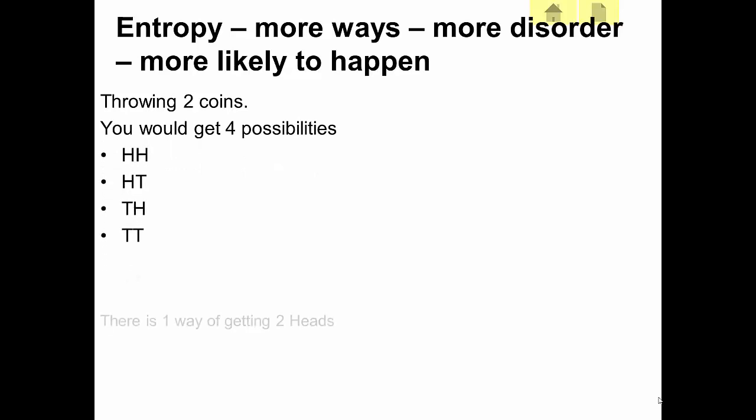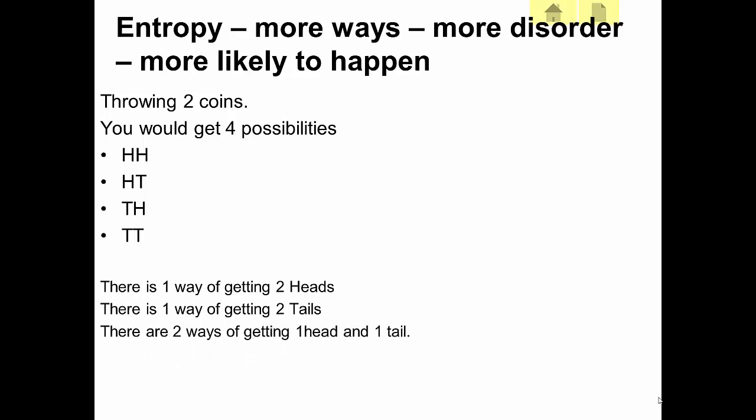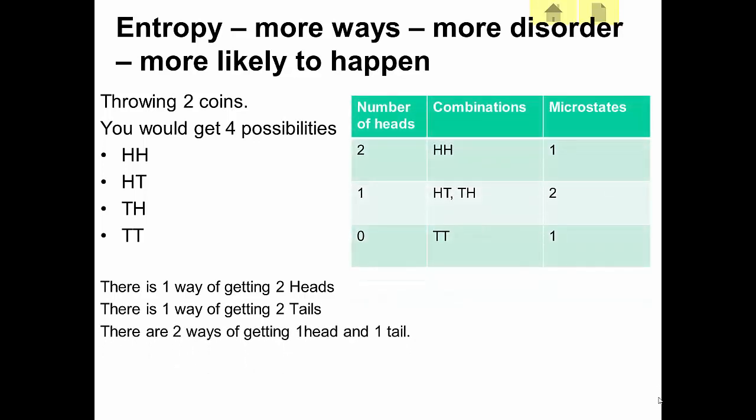So let's take throwing 2 coins, for example. This one's quite easy. There are 4 possibilities. You can have heads, heads; heads, tails; tails, heads; tails, tails. 4 outcomes. There's one way of getting 2 heads. There is one way of getting 2 tails. But there are 2 ways of getting a head and a tail. And we can do it as a tally chart like this.